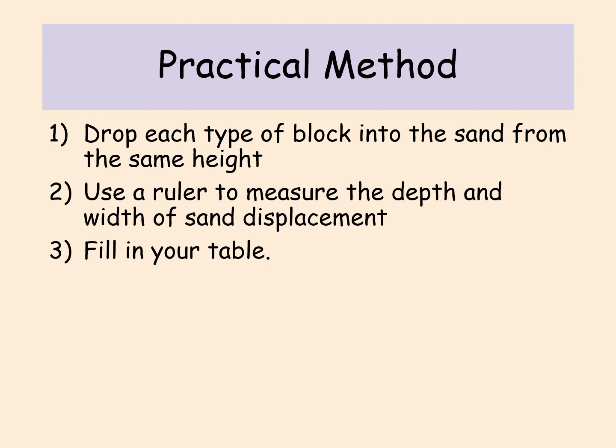Okay, so the independent variable, the thing that we are changing, is the type of block, the shape of the block. The dependent variable, what we're measuring, is the depth and width of the sand displacement. And the control variable here is the same height. You also need to make sure it's the same sand, and the sand is level before each experiment.